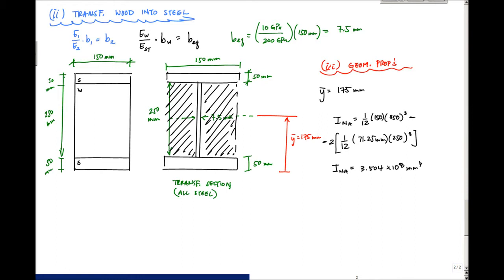All right, so I'll stop here for part 1 of the video, and then in part 2 we'll do the stresses at the top and bottom of the transformed section, and then talk about how to get it back to the composite section.